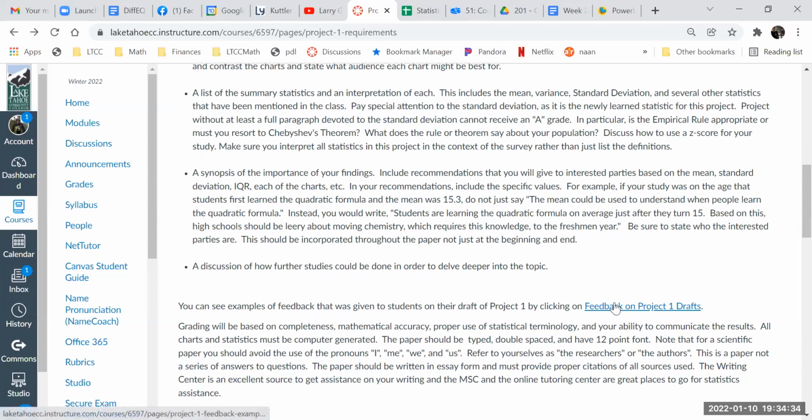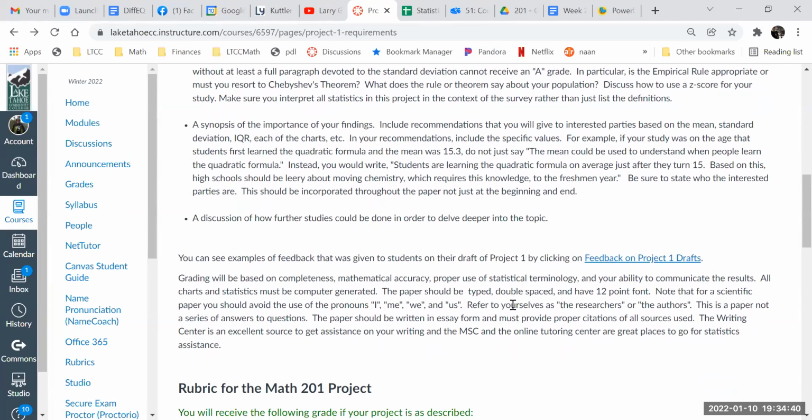I have feedback on Project One drafts that you can click on, and you'll see a bunch of feedback I've given in the past. I'll let you read the font requirements. The reason I want you to double space it is that way I can put comments in, and I can do that through Canvas. If you don't double space it, I don't have space to put the comments. So that's why I want it double spaced, so that I can put comments in. That's the only reason. Okay.